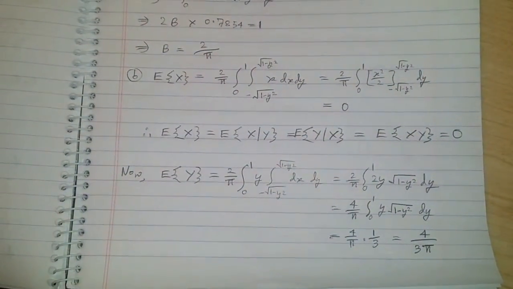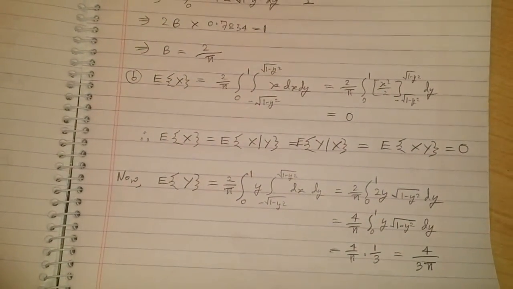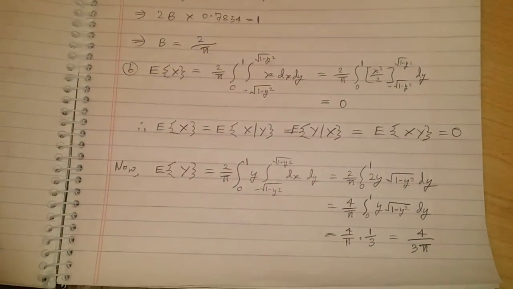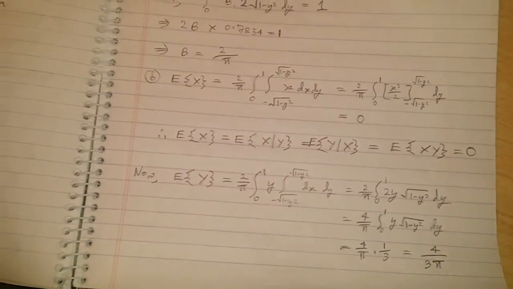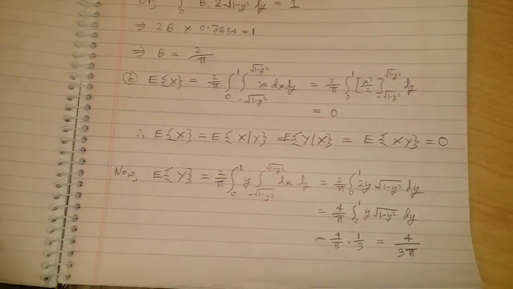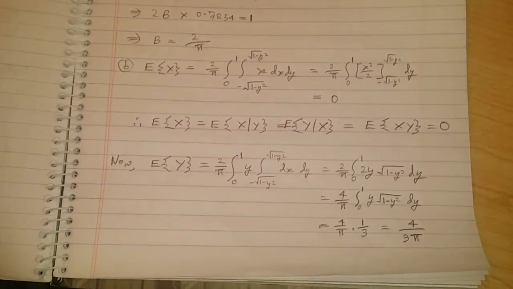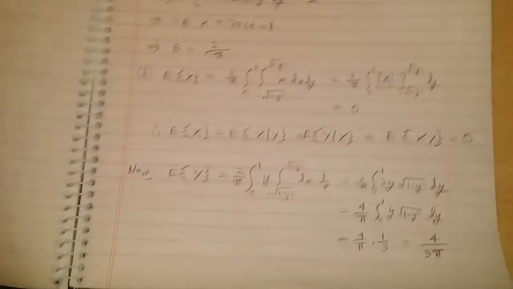In order to find the expectation of y, we put the value of b and do the integration in the range. The y range is 0 to 1 and the x range is the given range, minus root 1 minus y square to plus root 1 minus y square. And after doing the calculus, we find out the expectation of y to be equal to 4 by 3 pi.